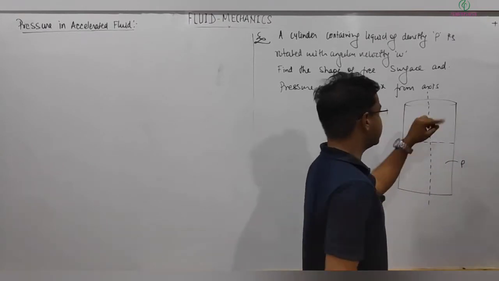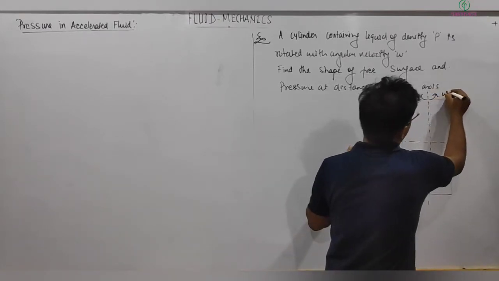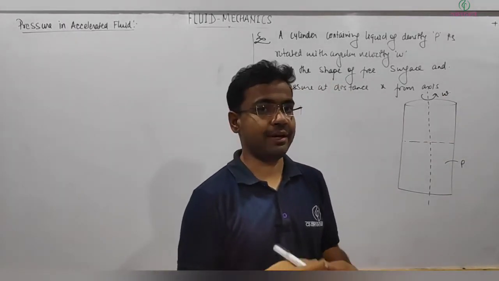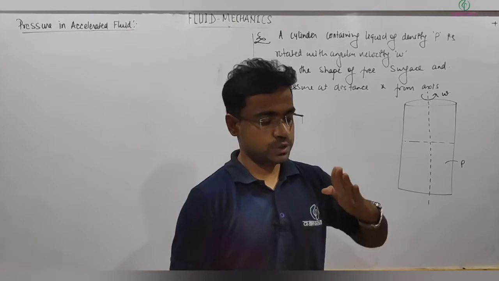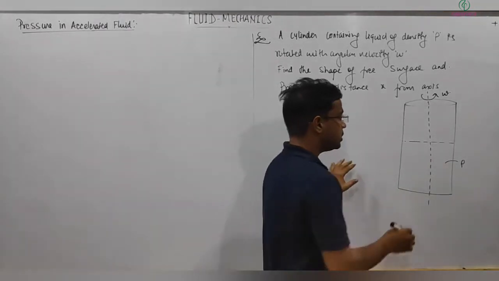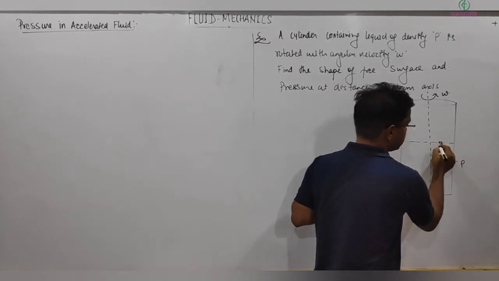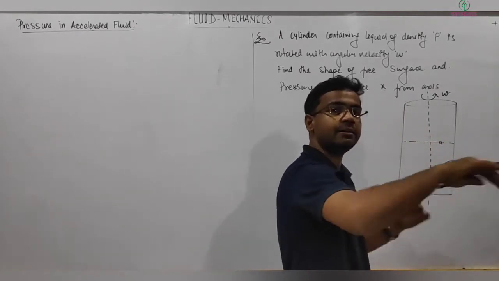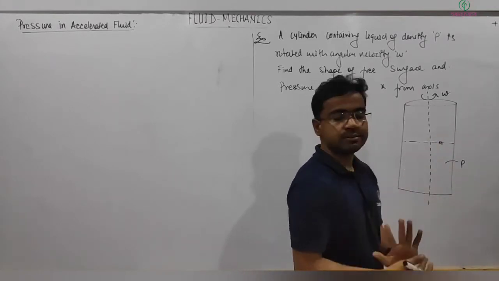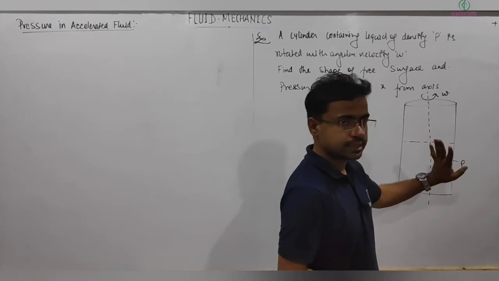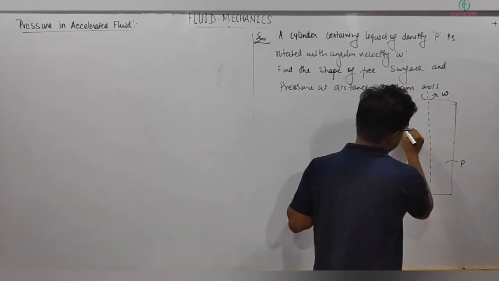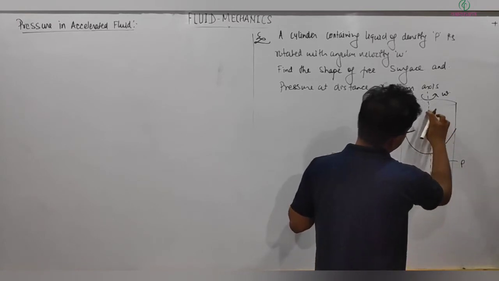Now what will happen once it is rotated with angular speed omega? The free surface will align itself in a manner such that the net force at any point must be normal to the free surface. Because you can see, these elements will be rotating in a circle, so they will have centripetal force or centrifugal force outward. So the free surface will not remain like this anymore.